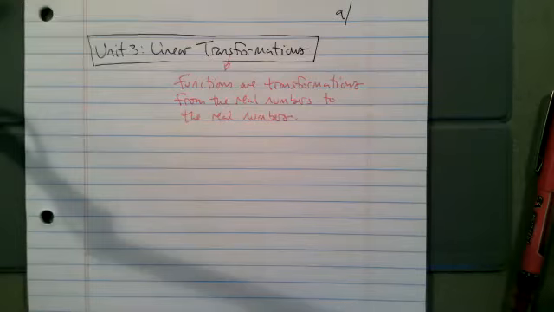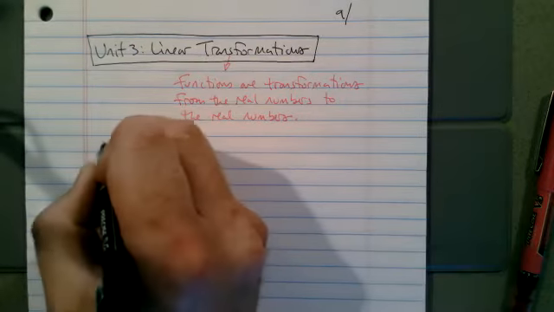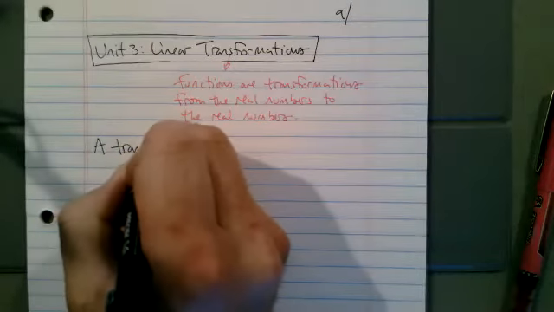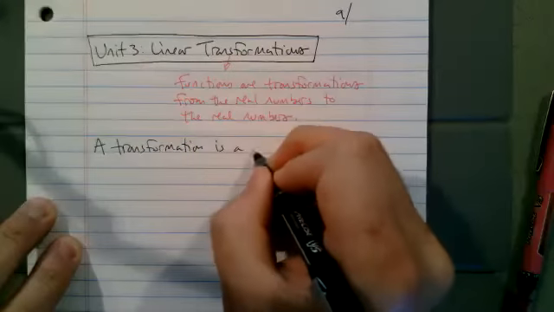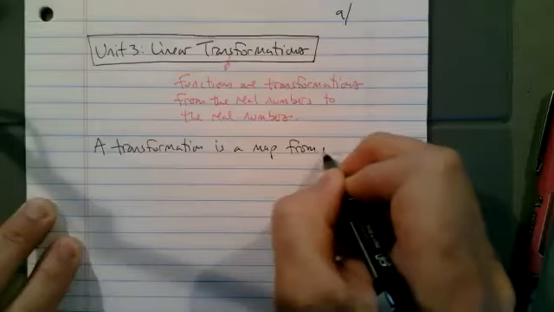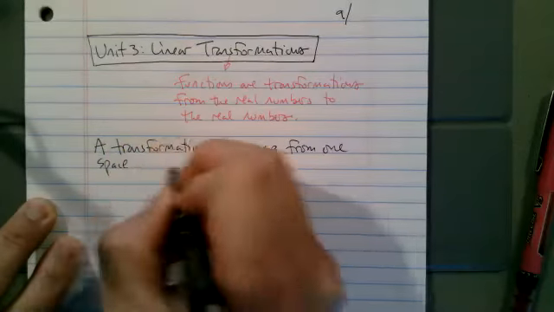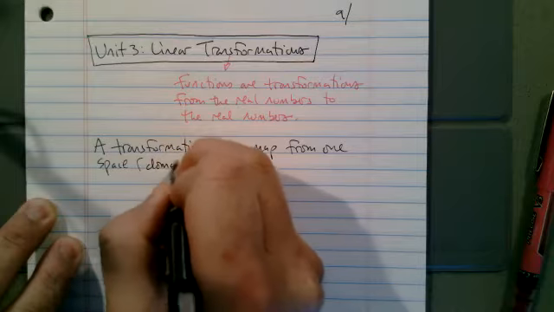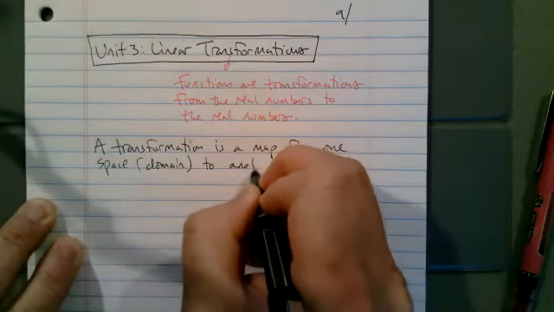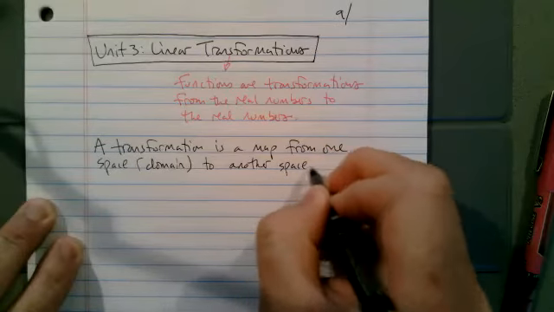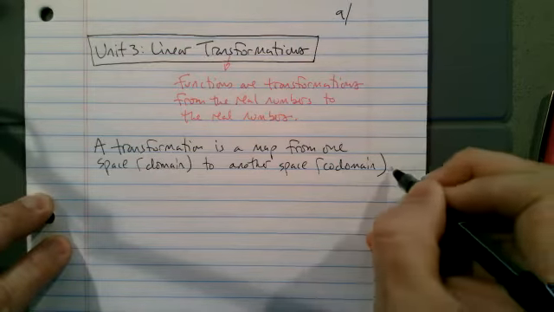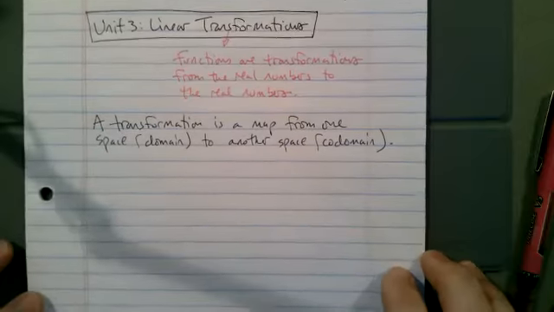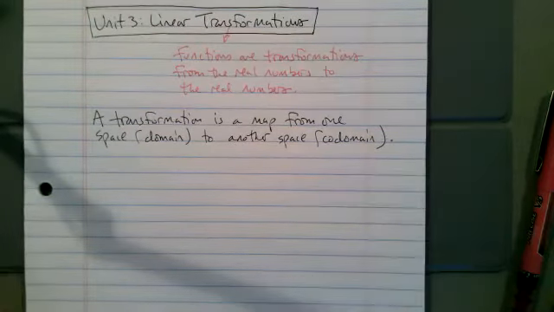So we think of a transformation as a map from one space called the domain to another space, which we'll call the codomain. I know some of you are expecting me to say range, but that's a subspace of the codomain. A transformation is just a map from one space called the domain to another space called the codomain.